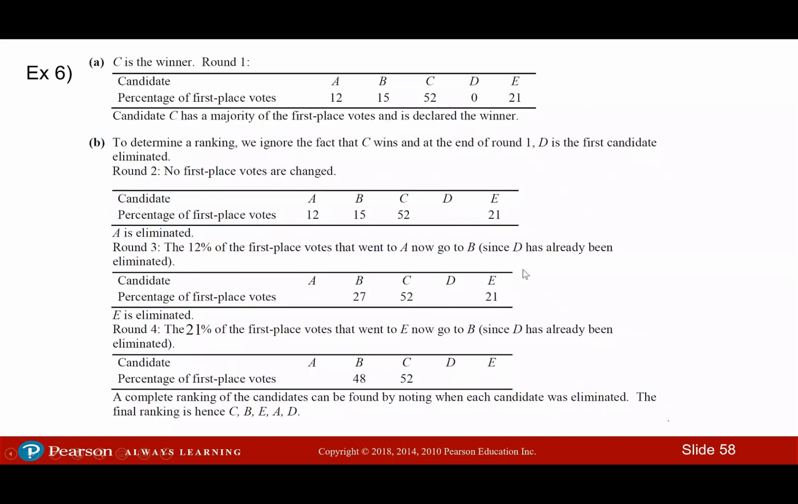All right, so I'll go back here. Hopefully that was good there. Makes sense.